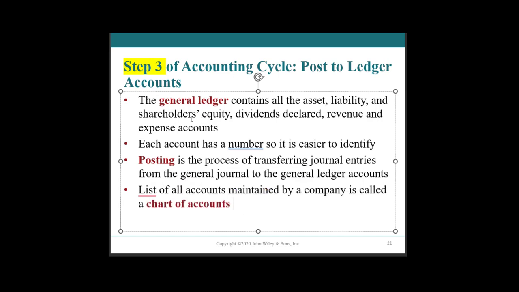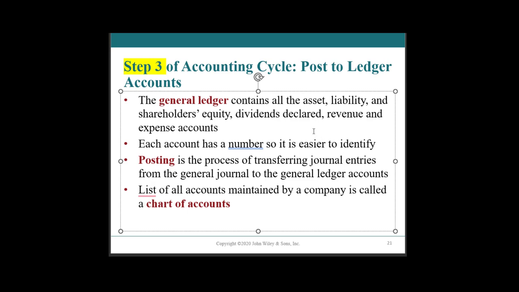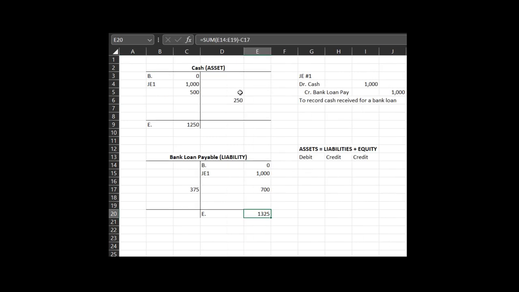So going back, our general ledger contains all of our assets and our liabilities and our dividends declared, our revenues and expenses. We have a number associated with each one of these. And when we talk about posting, that's the process of taking journal entries and posting them, thinking back to our thing right here, to each one of their accounts.